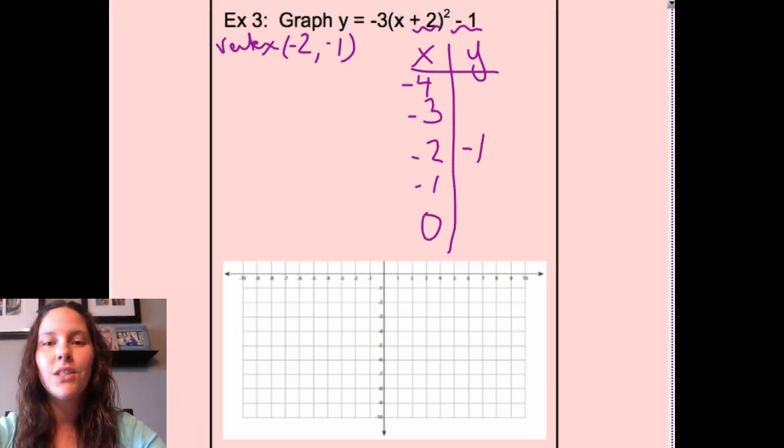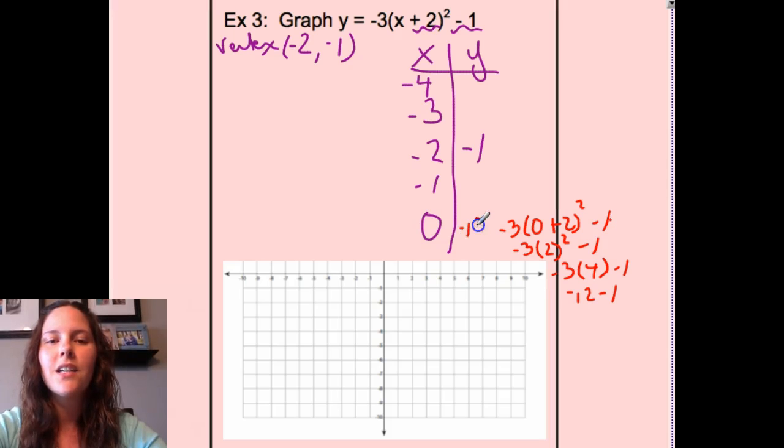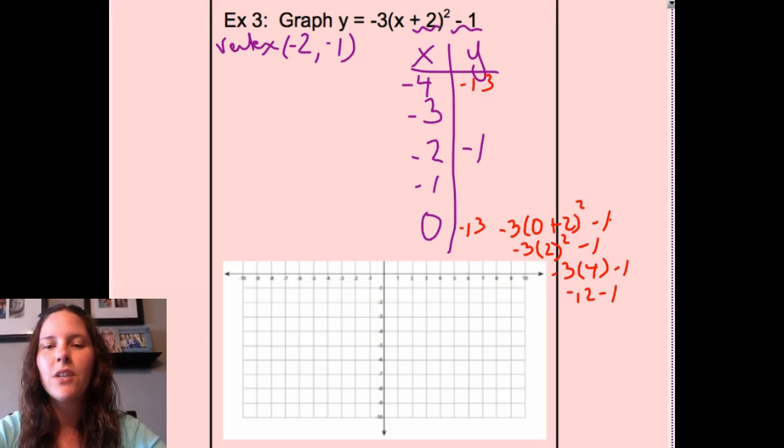0 is an easy number typically to work with, so I'm going to start by substituting that, replacing our x with 0. Again, order of operations, grouping symbols first, so we have 0 plus 2. Exponents, 2 squared is 4. Multiplication, negative 3 times 4 is negative 12. And then subtraction, negative 12 minus 1 is negative 13. And because if we put the negative 4 in, we would get the same thing because our graph is symmetric, we get 2 answers.